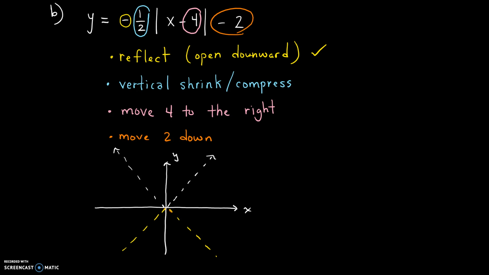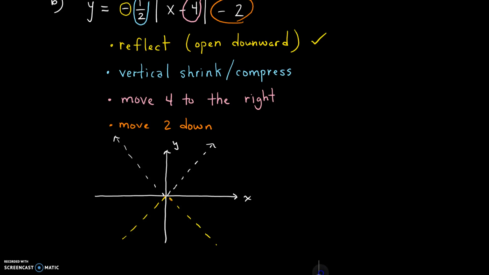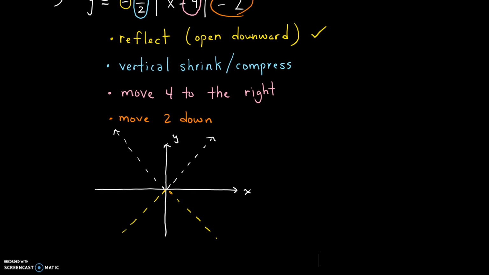The next thing is we're going to shrink vertically, or compress. That means if I compress this thing, I'm really squeezing it towards the x-axis. So think about grabbing this end and vertically shrinking it, in other words pushing it down towards the x-axis, and grabbing this end and pushing it down towards the x-axis. Well, that's just going to make the graph open up a little wider, but we're still going to have that same V shape. So that's this part.